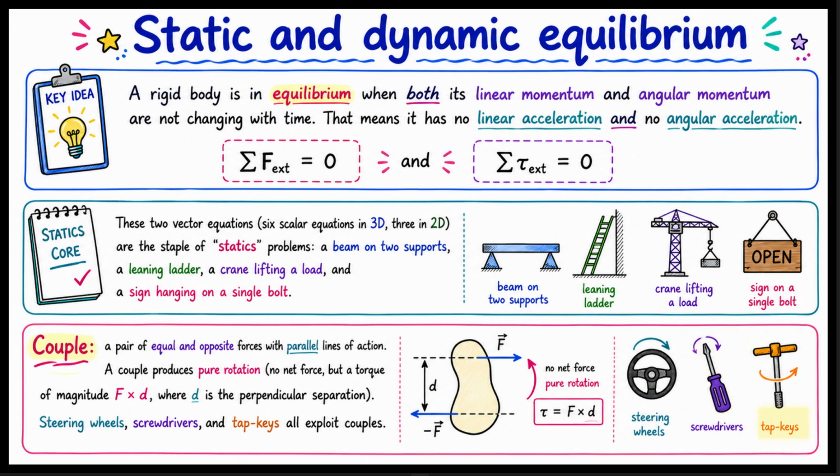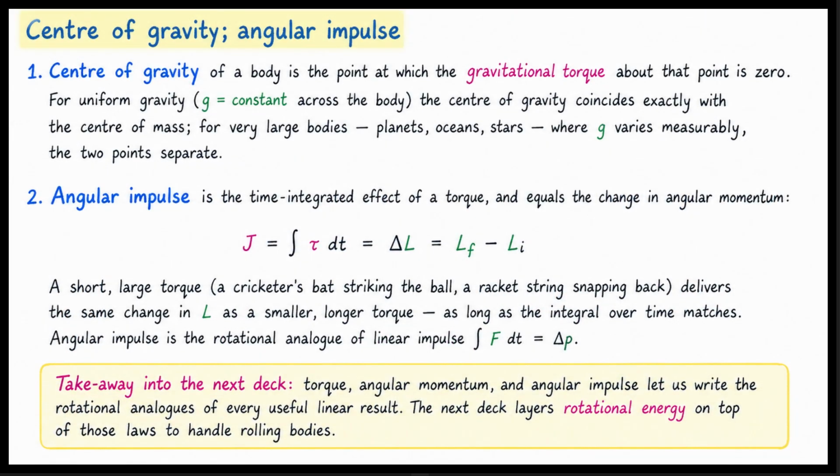Finally, a common trap in these problems is confusing torque with force, since torque already has the lever arm r built into it. The center of gravity of a body is the point at which the gravitational torque about that point is 0. For uniform gravity, where g is constant across the body, the center of gravity coincides exactly with the center of mass. For very large bodies such as planets, oceans, or stars, where g varies measurably, the 2 points separate.